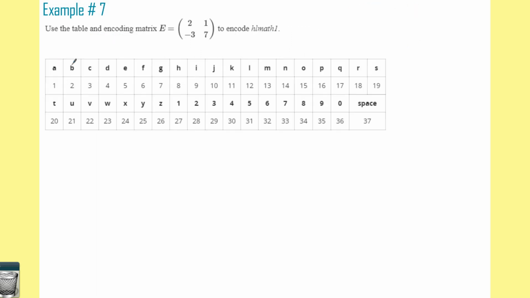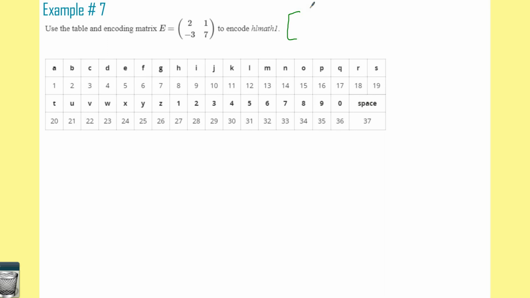All right, so 7. Use the table and encoding matrix E to encode the message HL math L, or math, what is that, a 1? Oh, that's a 1. Okay, so we use our encoding matrix and our unencoded matrix to get an encoded matrix. So we want a new encoded matrix. Something's got a special code no one else can figure out, right? Since this is a 2 by 2, I know that I need to multiply it by something else with 2 rows. This is the 2 columns, so you need to multiply by the 2 rows.